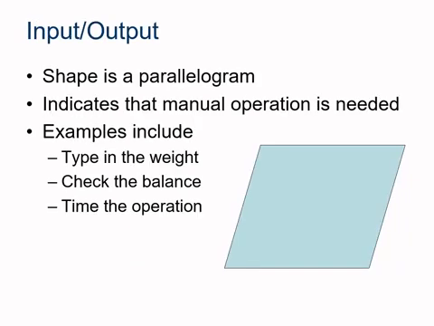Input and output. So many times in a program, the user needs to input some data or some values, or the program is going to output information to the user or to another computer. So for this, we use a parallelogram. It indicates that a manual operation is needed, and some examples are given there.